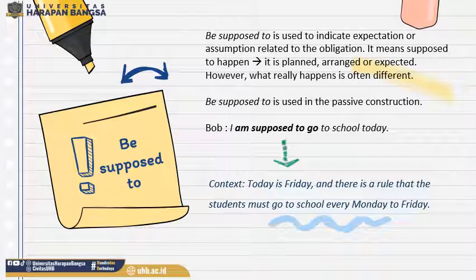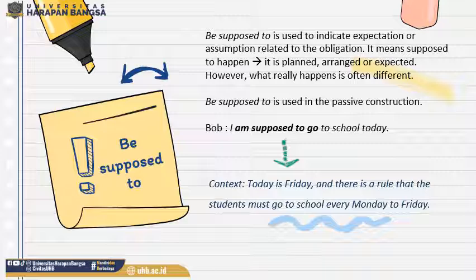Be supposed to. Be supposed to is used to indicate expectation or assumption related to the obligation. It means supposed to happen. It is planned, arranged, or expected. However, what really happens is often different. And be supposed to is used in the passive construction.